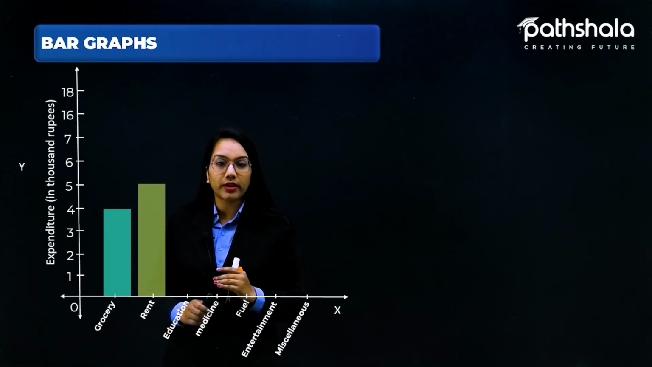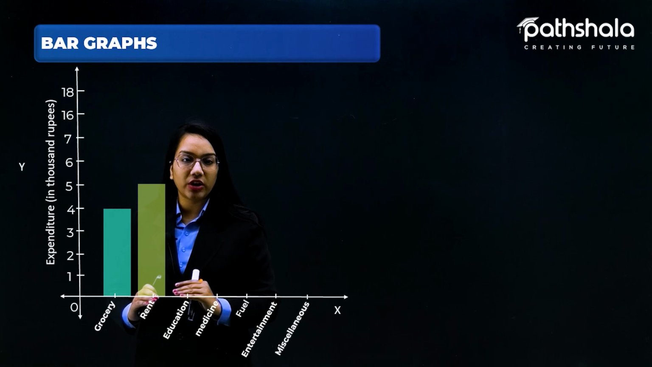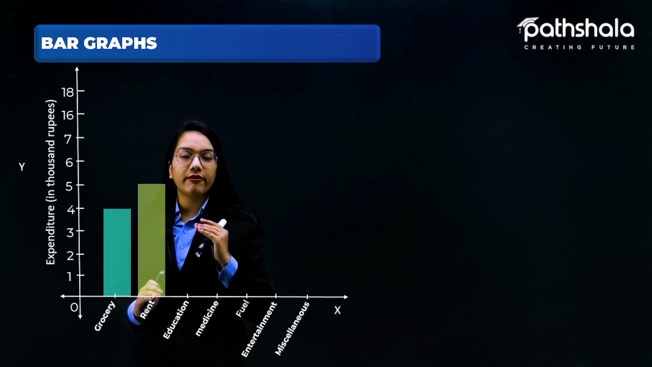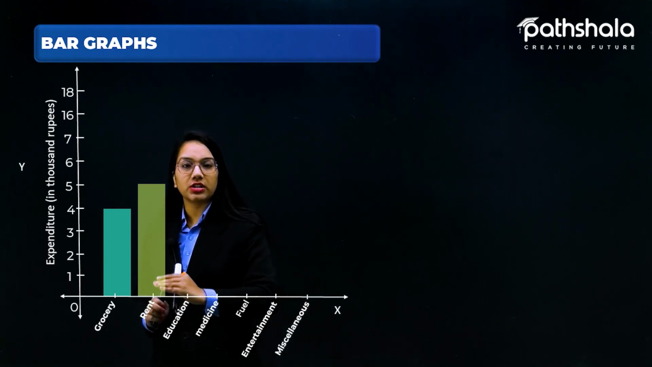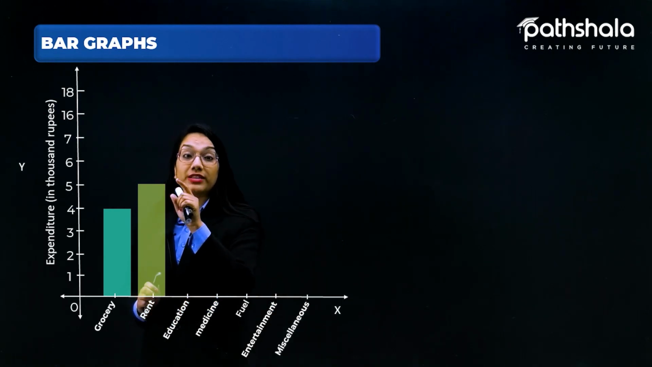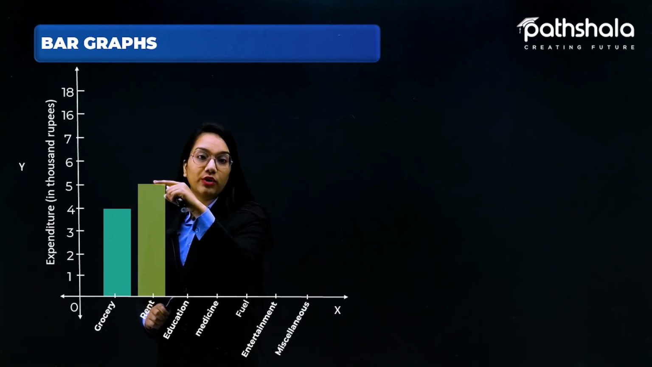Now let's talk about the rent. For the rent we have 5,000 rupees, 5,000 expenditure. So this is again a rectangular bar. You can see they are of uniform widths.